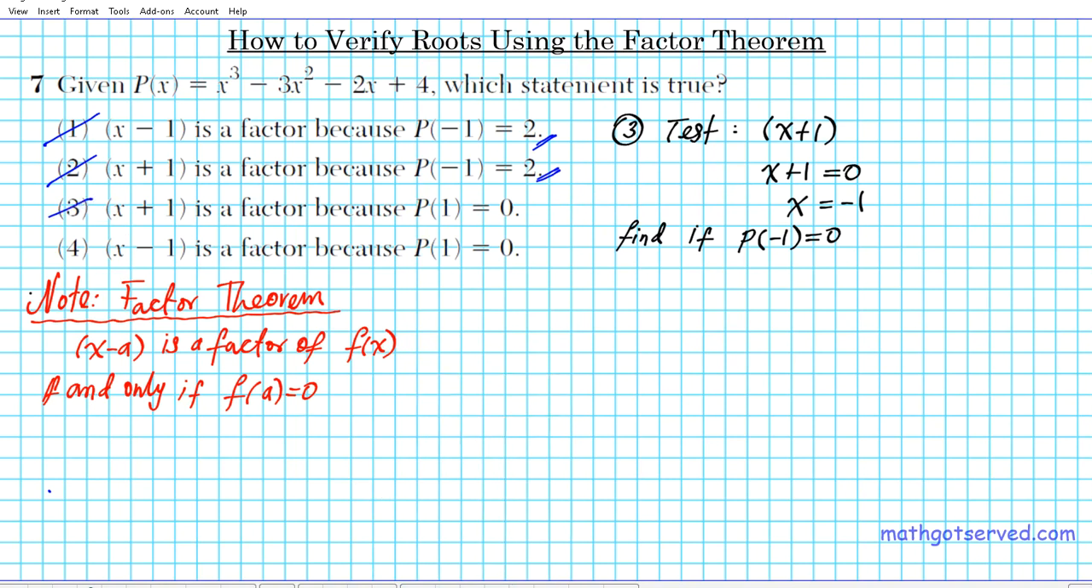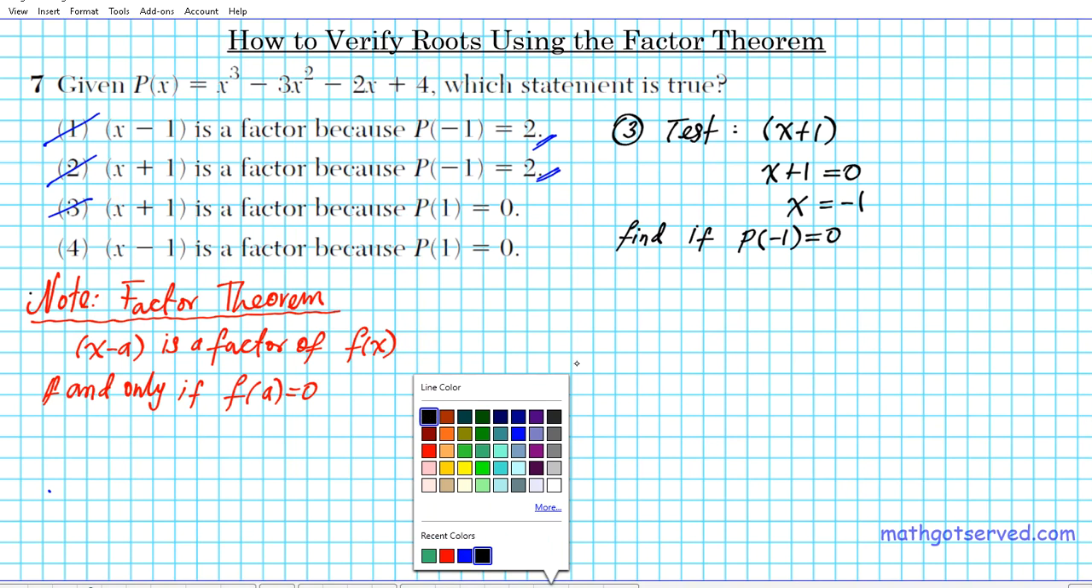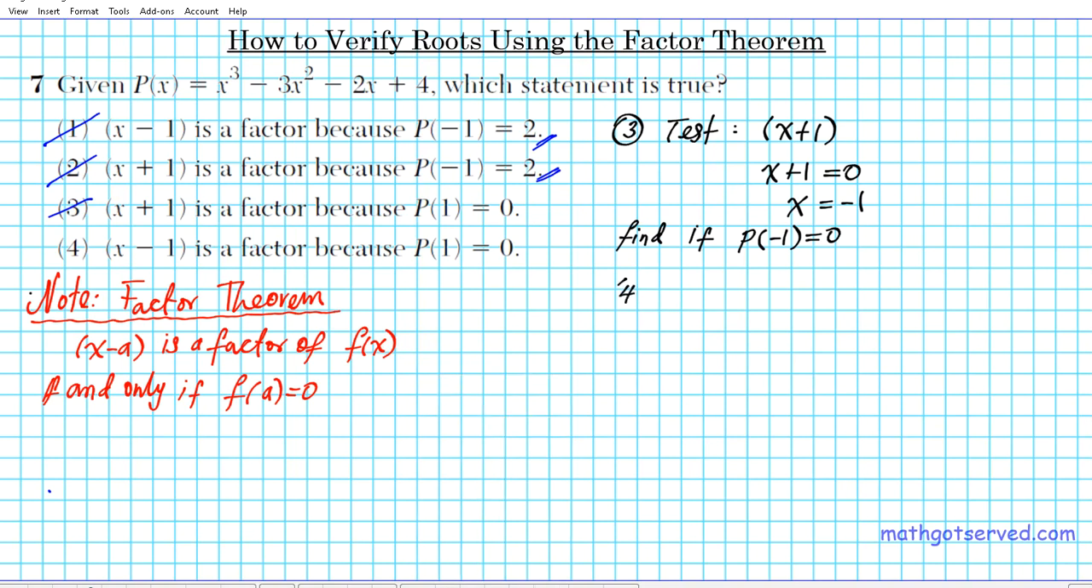Let's show you how that works. For option 4, we want to test x minus 1. To do that, you say x minus 1 equal to 0. You solve it for x. X equals 1. You add 1 to both sides. Then we're going to test to see if the polynomial evaluated at 1 is equal to 0.